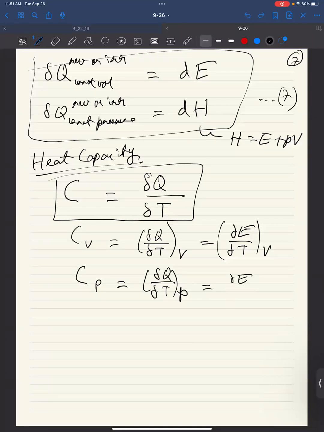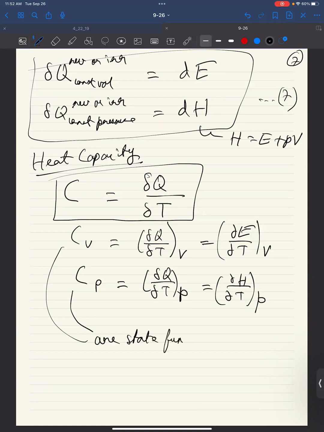Sorry, so this is going to be delta H. Notice that I cannot make any claims about other heat capacities, right? You could define some heat capacity in some other random manner. I don't know. There is no guarantee that that would be a state function, but these two are state functions. Heat capacities are state functions because they are defined as partial derivatives of state functions.